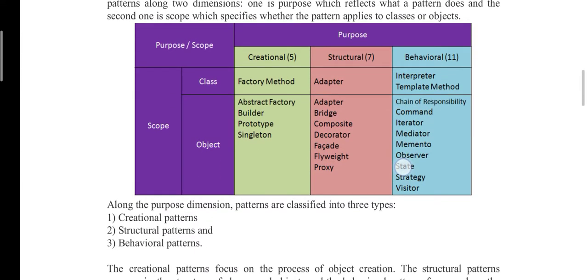And here in the chart it is shown that all these 23 design patterns are organized under the creational, structural and behavioral. Under the creational there are 5 design patterns, under the structural there are 7 design patterns, and inside the behavioral there are 11 design patterns. Now in each type only one design pattern is applicable to the class, all the remaining are applicable to the object.